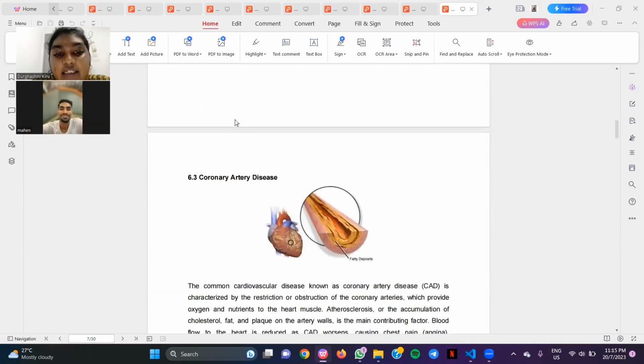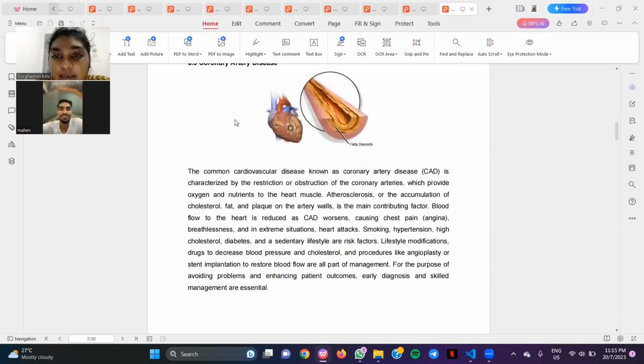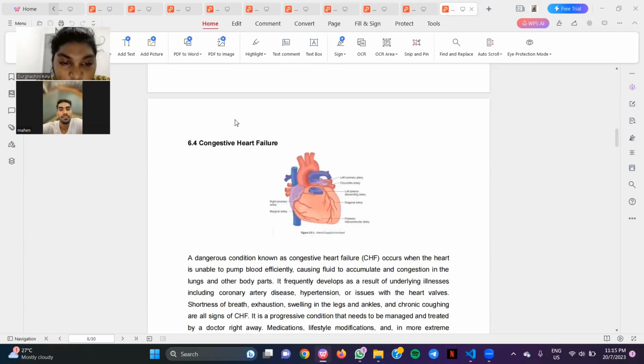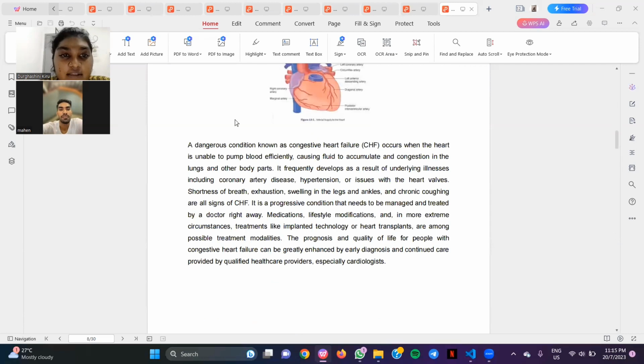Next is coronary artery disease. This is a common disease. It involves restriction or obstruction of the coronary arteries, which provide oxygen and nutrition to the heart muscle. And next is congestive heart failure. This disease is a very dangerous condition because it may make the heart unable to pump efficiently. It may cause fluid to accumulate and congest in the lungs as well.